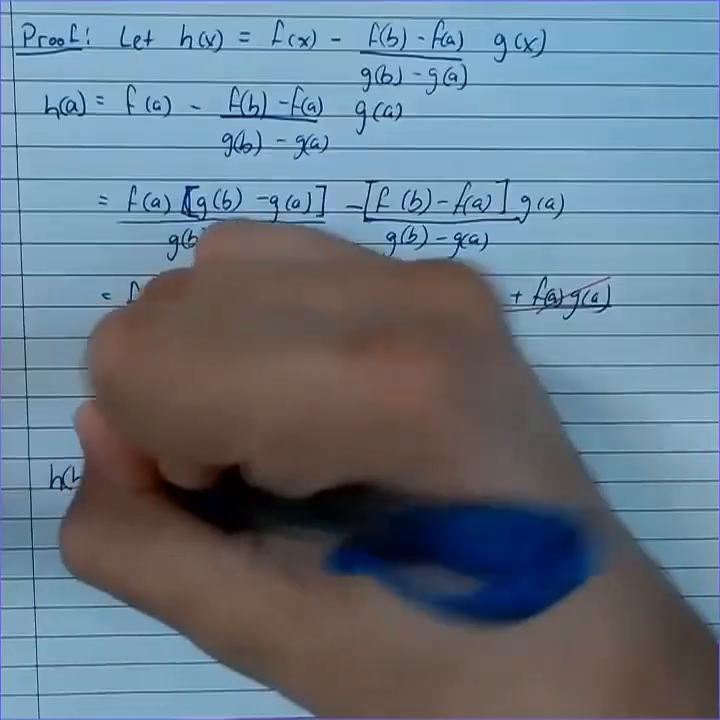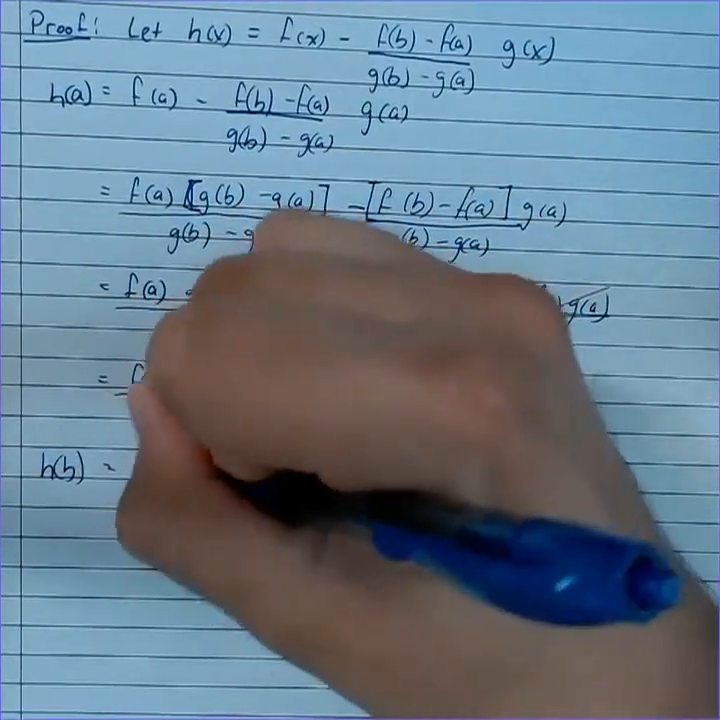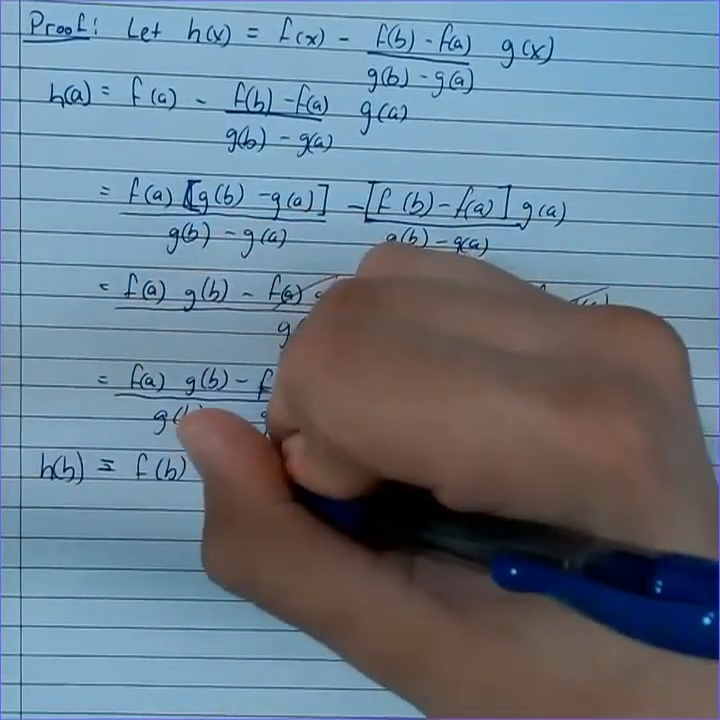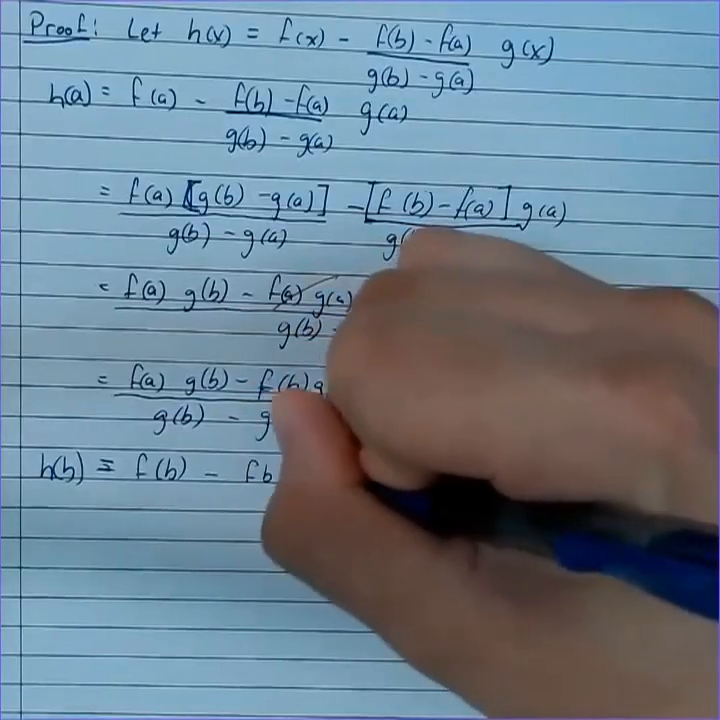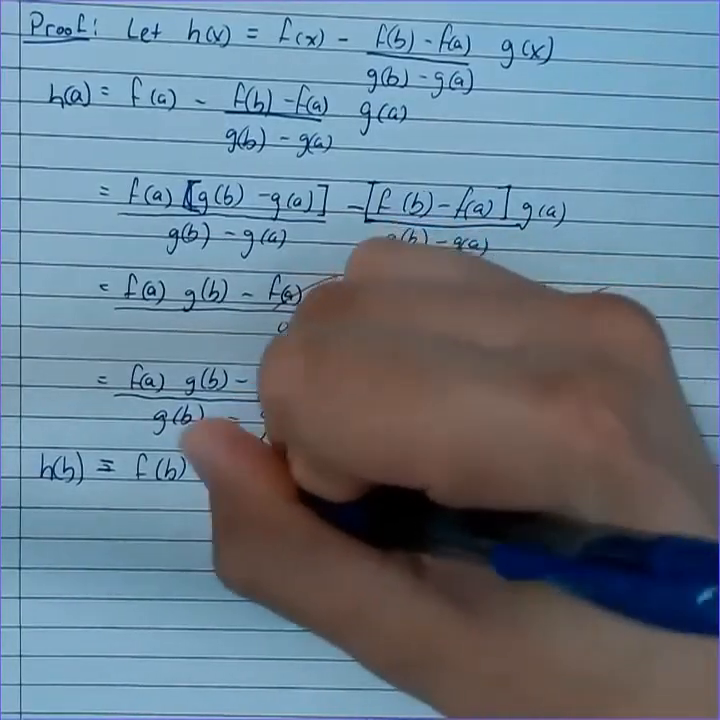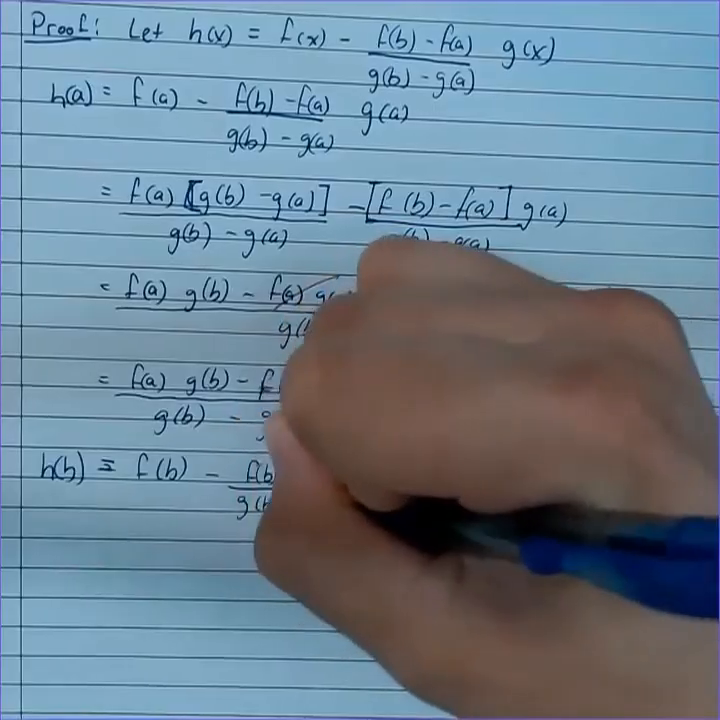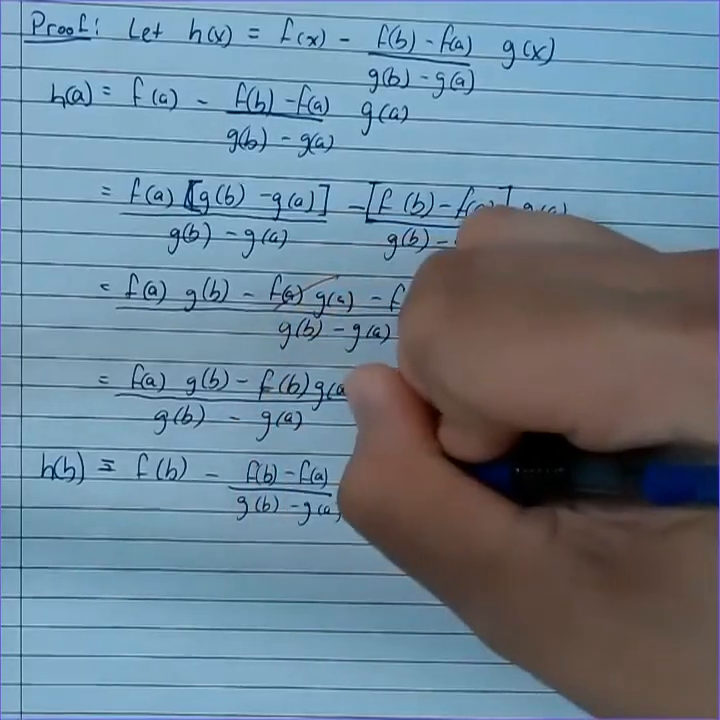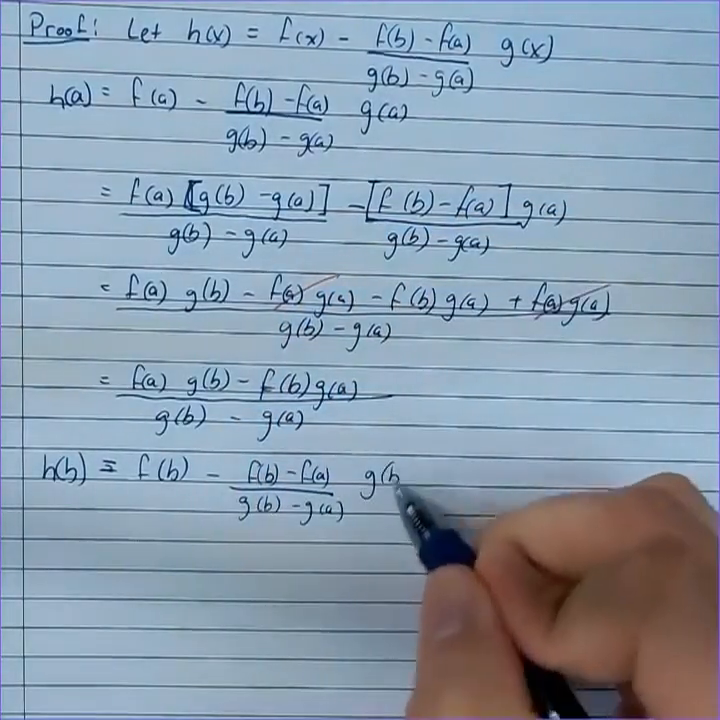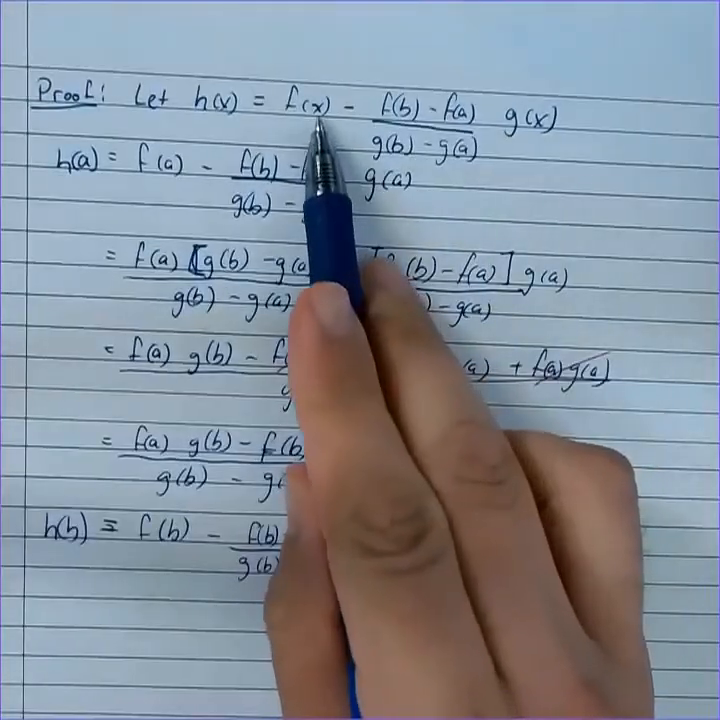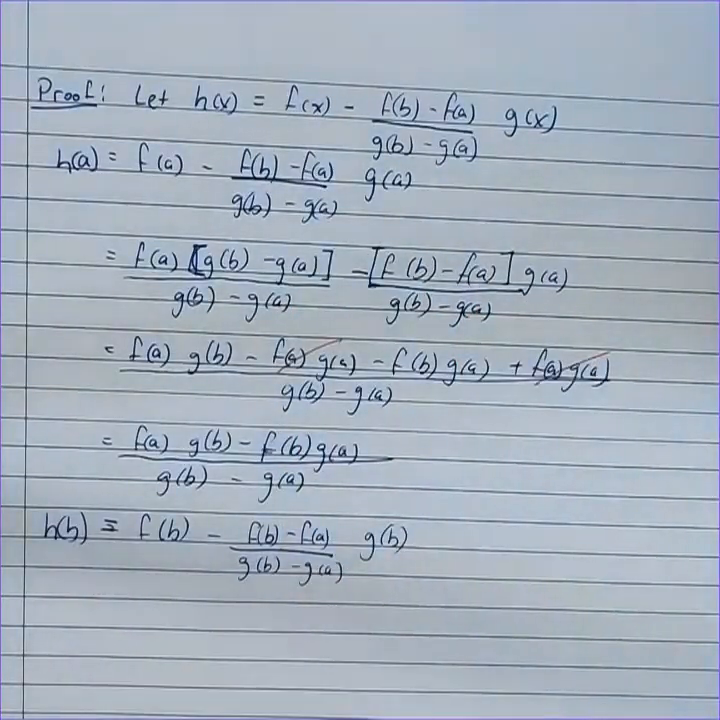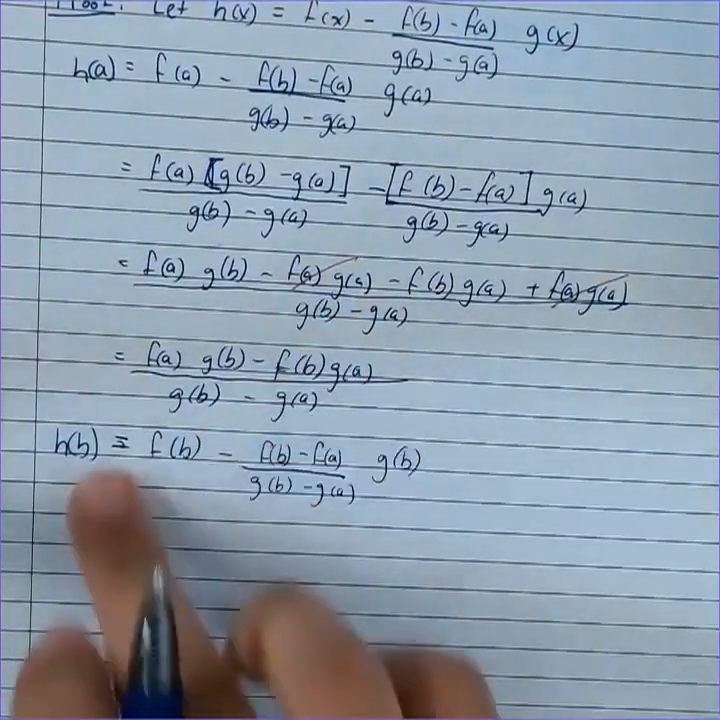If I plug in H at B, that's going to be F at B minus F at B minus F at A over G at B minus G at A times G at B. And again, same thing, except now instead of A's, I'm plugging in B's for both of those. All right, so we can go ahead and expand those. Give them a common denominator.